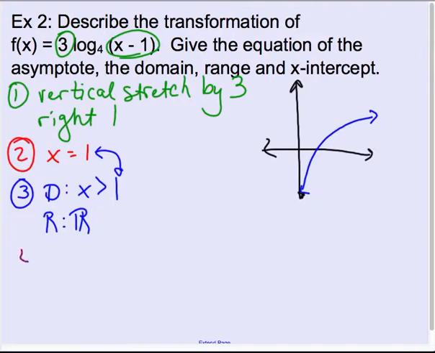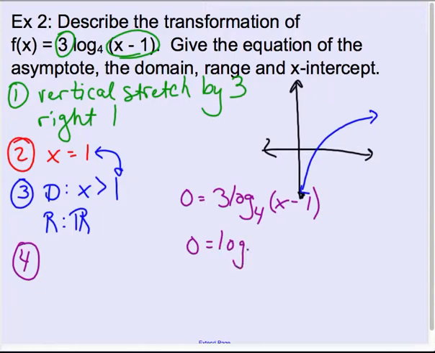The last piece is the x-intercept. Remember, an x-intercept occurs when y equals 0. So we are going to set our function equal to 0 and solve for x. So the first thing that I would do is divide both sides by 3. I'm still getting 0. So notice that a stretch does not change our x-intercept.